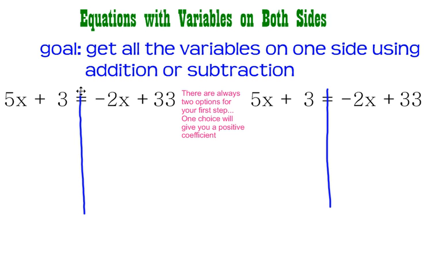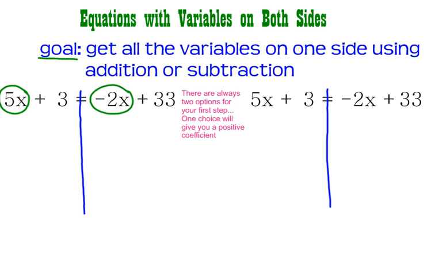And I'm going to look at the variables. Remember, I usually ask you to circle the variable. In this case, the variable is x. And on one side, I've got 5x, and on the other side, I've got negative 2x. And I want to move the variables to one side using addition or subtraction. That's my goal that you see right here.